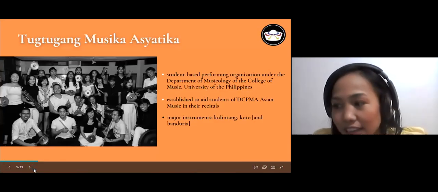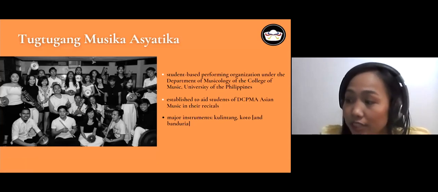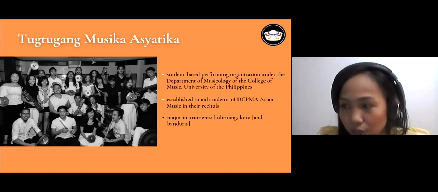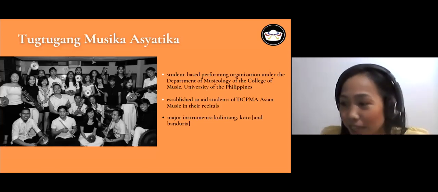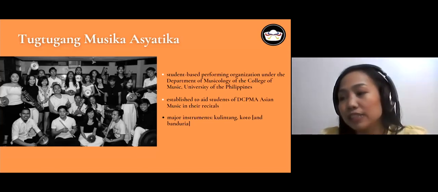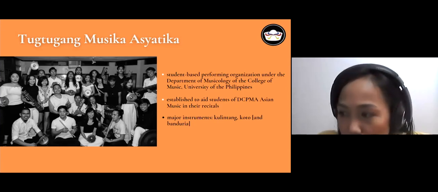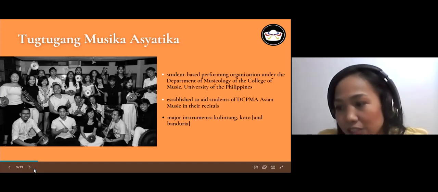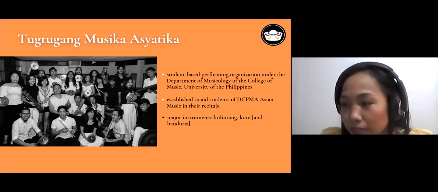Tugtugang Musika Asiatica is a student-based performing organization under the Department of Musicology of the College of Music, University of the Philippines. It began as a venue for students completing the then Diploma in Creative Performing Music and Arts program in Asian music to further hone their performing skills as part of a music ensemble.